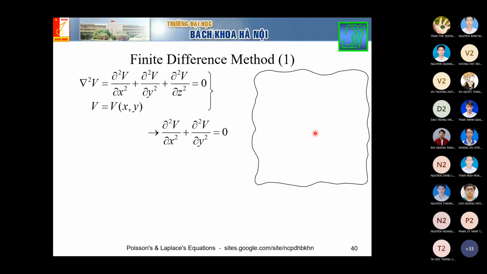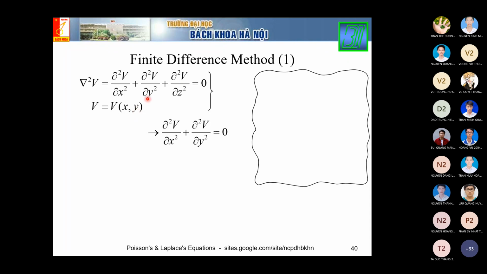Sorry, let me say it once again. In this region here, we suppose that V does not change when we go to the back or the front of the screen. V changes only if we go to the right or to the left, upward or downwards. So in this case, you see that V depends only on two variables, x and y.